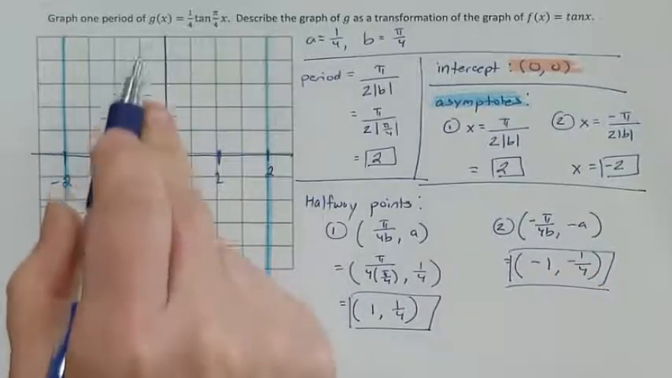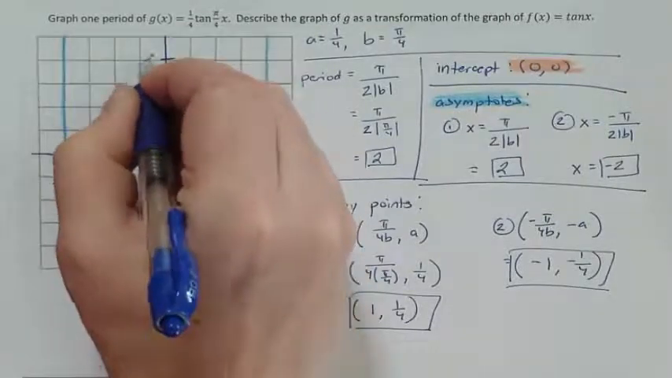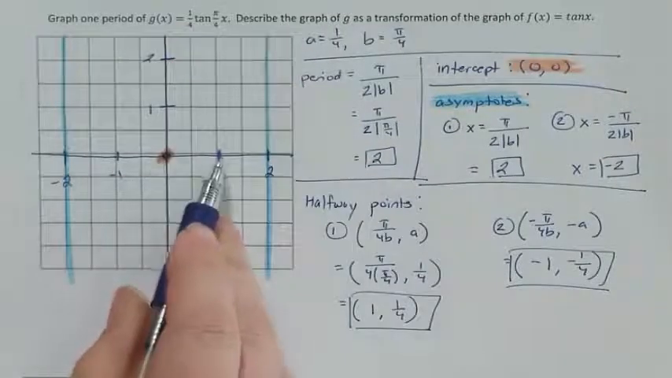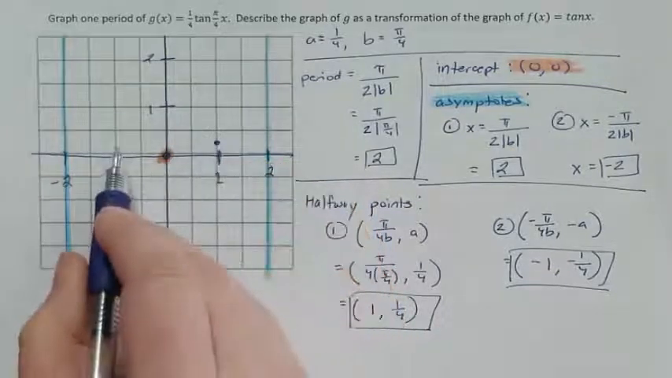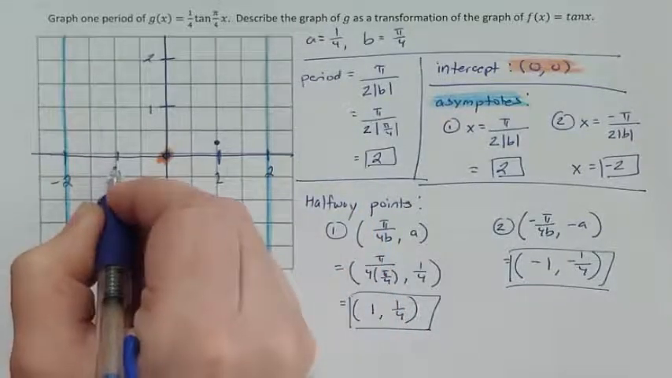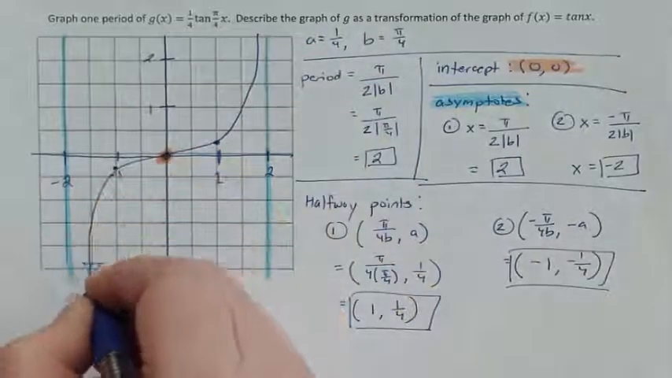So I need to scale my y-axis. So I'm going to scale my y-axis by skip counting. So 1/4 would have been right here. Negative 1, negative 1/4 would have been right here. So tangent curves, and then goes.